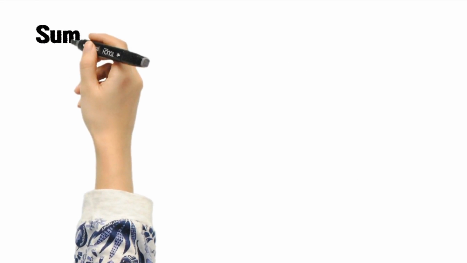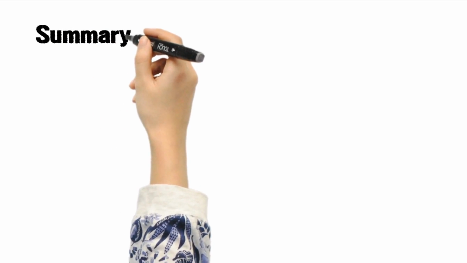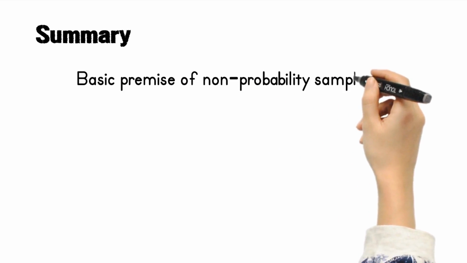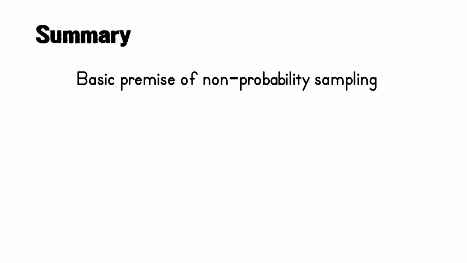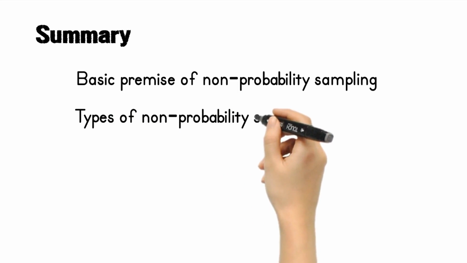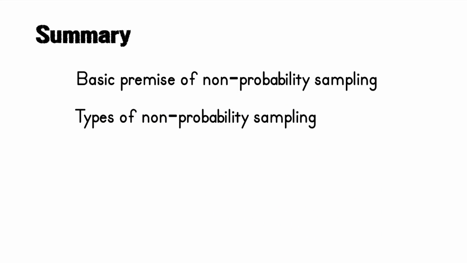To end our overview of sampling design in social sciences research, Part 2, let's have a quick recap of what we have discussed so far. In this video, we have covered the basic premise of non-probability sampling. There are 4 types of non-probability sampling, which are convenience sampling, snowball sampling, quota sampling and purposive sampling.